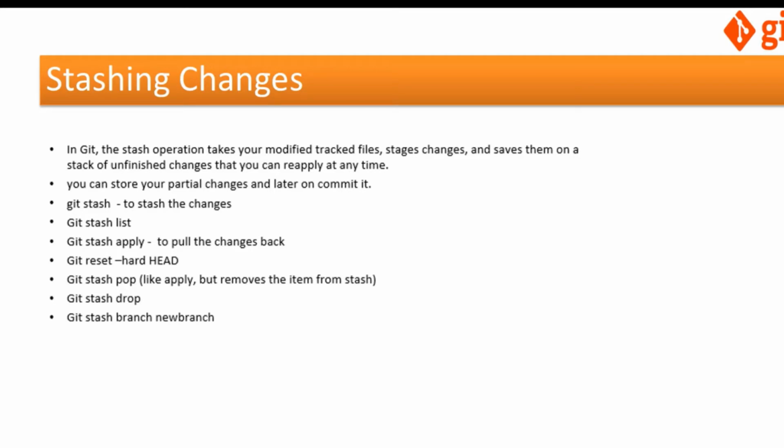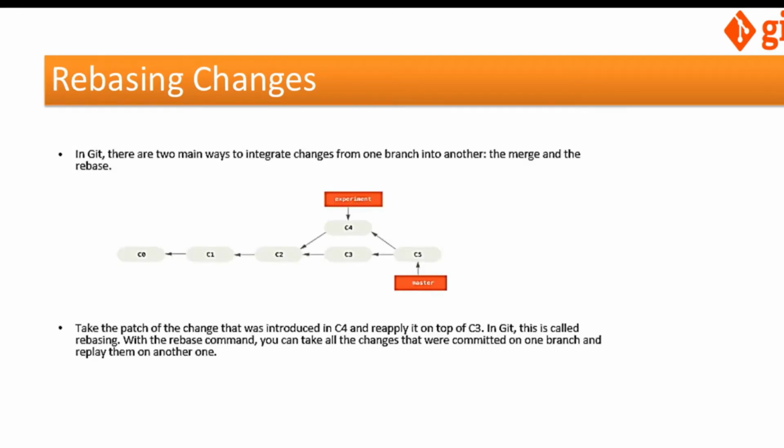So these are the commands we are going to perform. Git stash to stash the changes. Git stash list, we can see the list of all stashes. Git stash apply, reset, we can do soft and hard. Git stash pop and git stash drop commands will be used respectively. We can also do git revert to reverse changes as well.